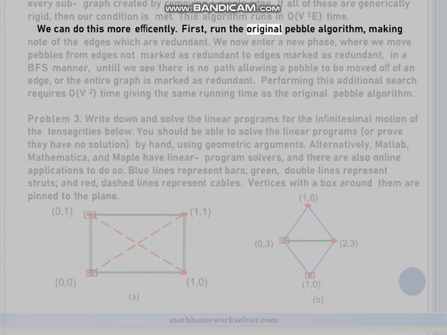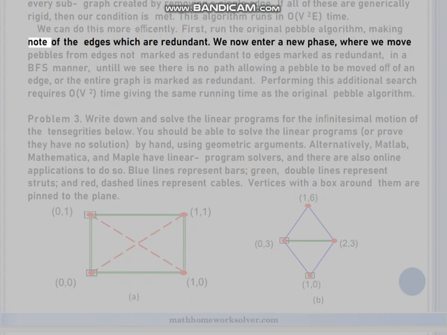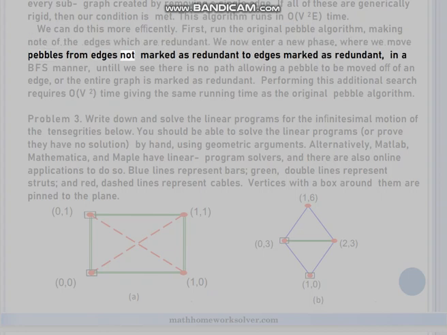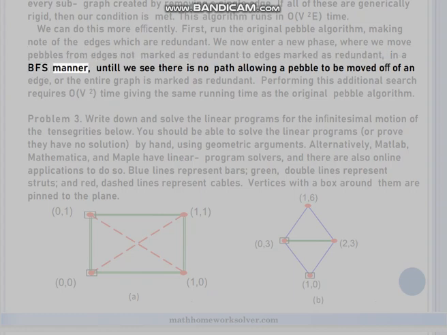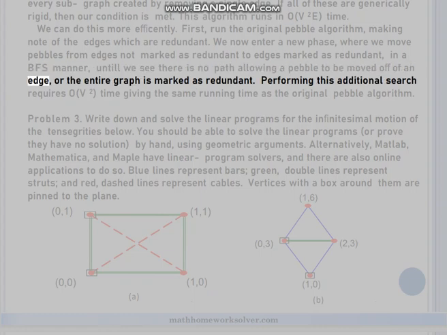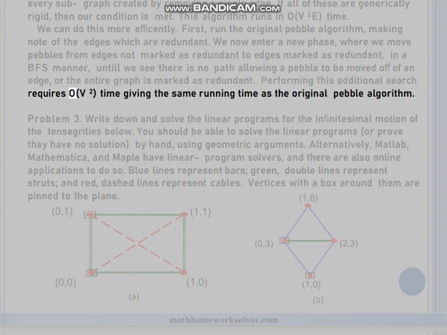First, run the original pebble algorithm, making note of the edges which are redundant. We now enter a new phase, where we move pebbles from edges not marked as redundant to edges marked as redundant, in a BFS manner, until we see there is no path allowing a pebble to be moved off of an edge, or the entire graph is marked as redundant. Performing this additional search requires O(V^2) time, giving the same running time as the original pebble algorithm.